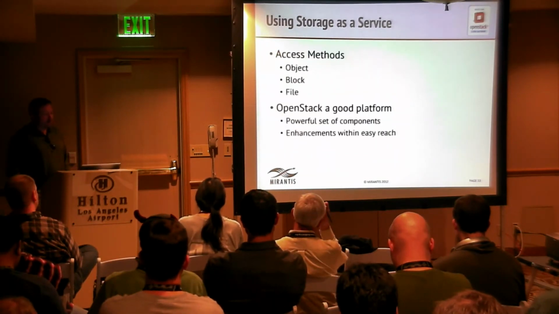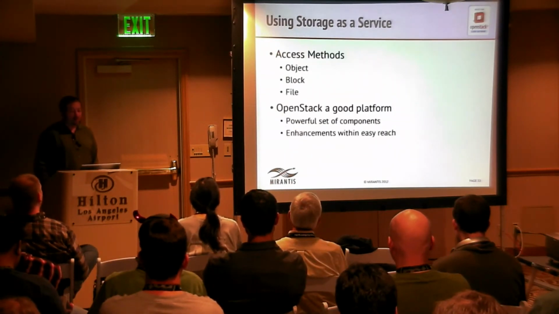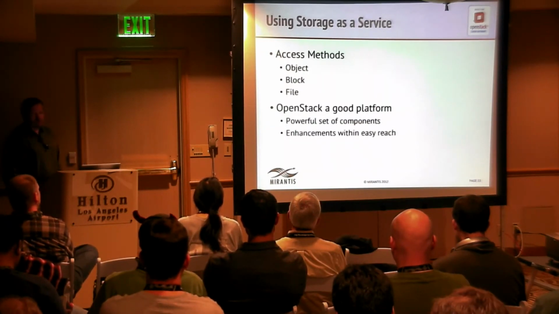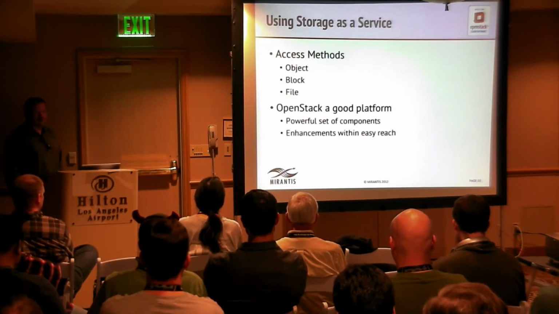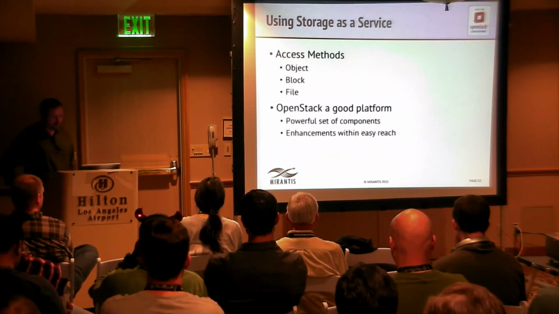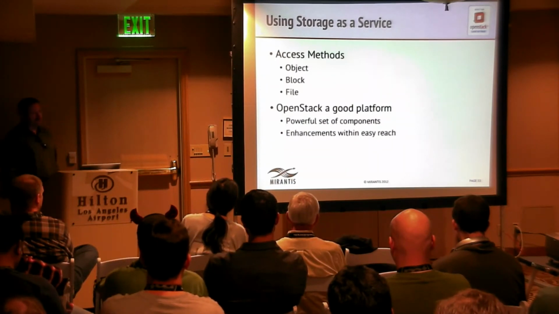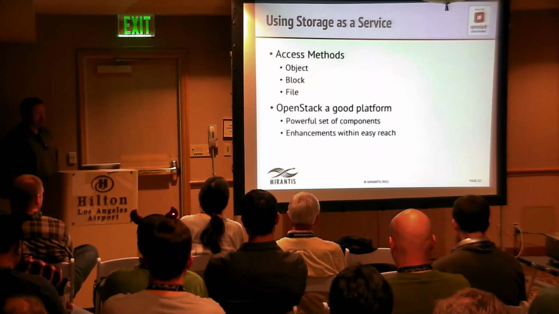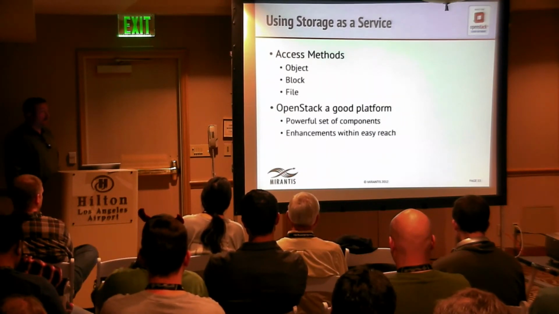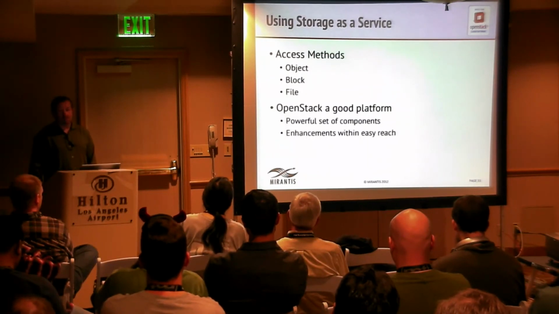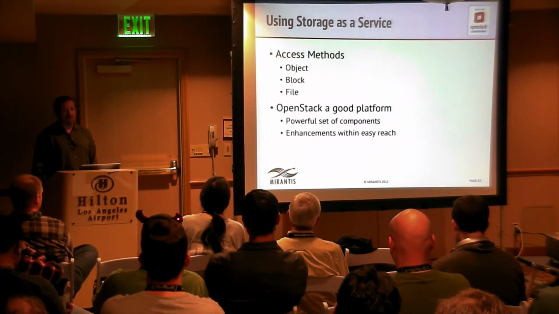Okay, so a few of the access methods. You can access it as object, block, or file. Object is probably the more traditional one, as Amazon made that access method very, very popular for storage as a service. OpenStack is a good platform for delivering all of these access types. It has a powerful set of native components, and it's well-written Python code. So if you need to extend it to do whatever you need to, you can do it.